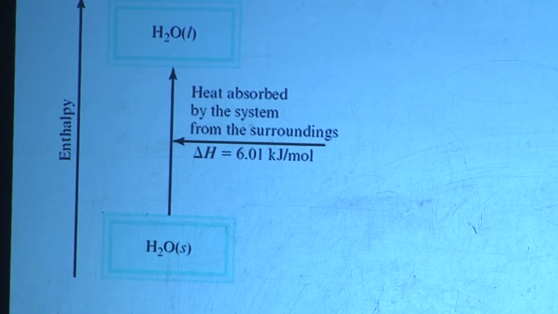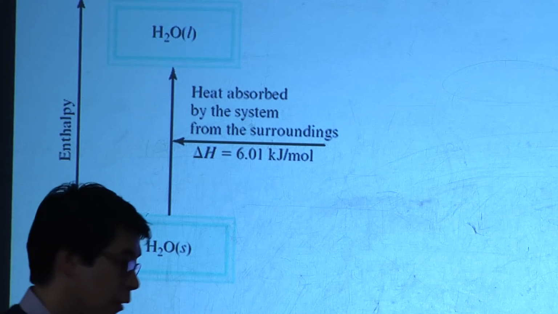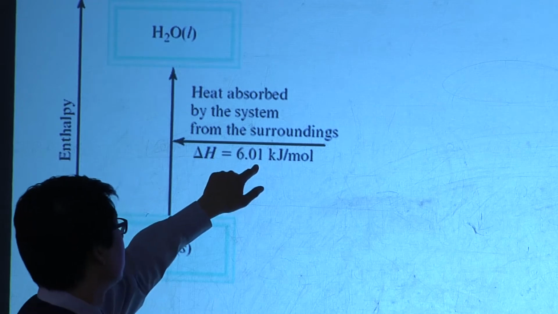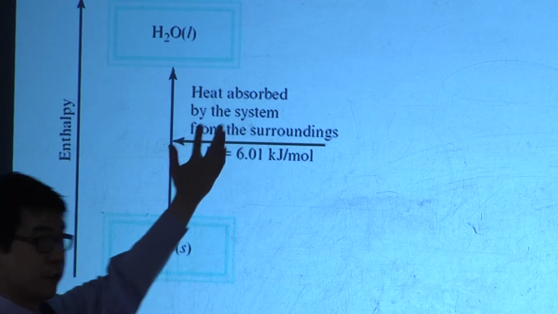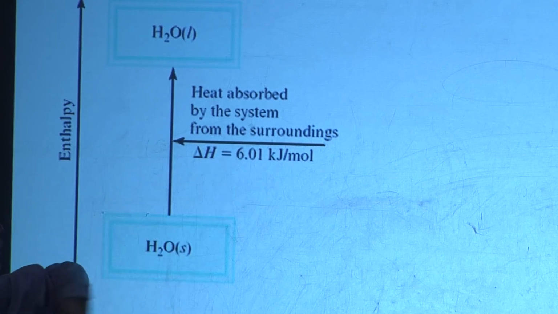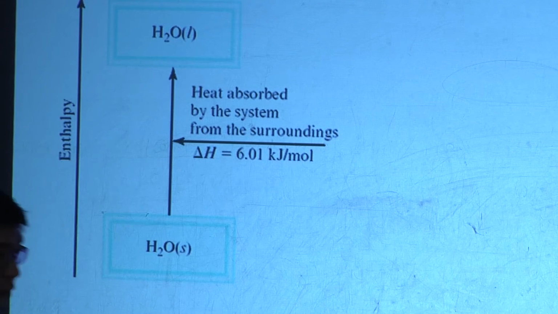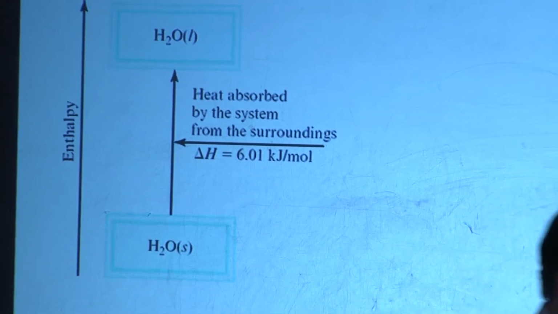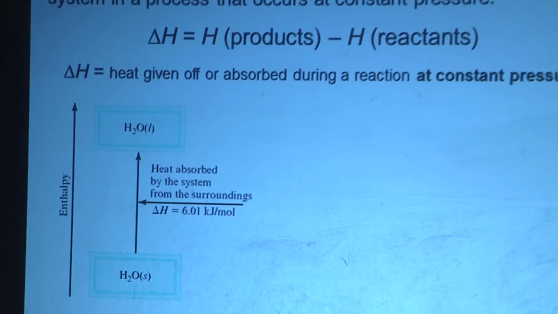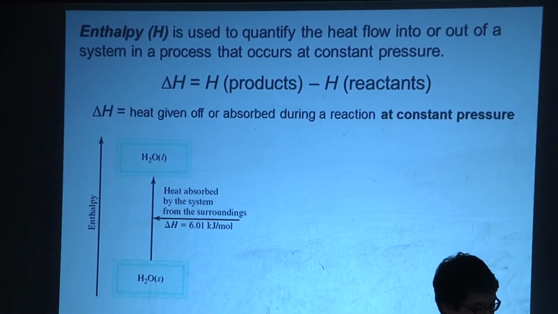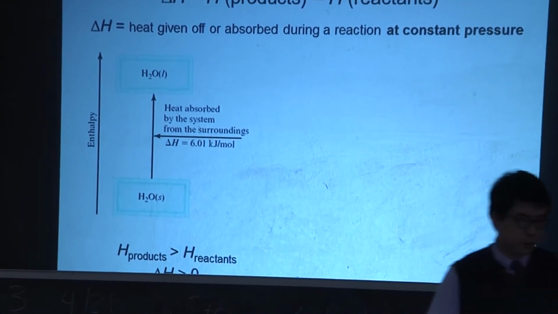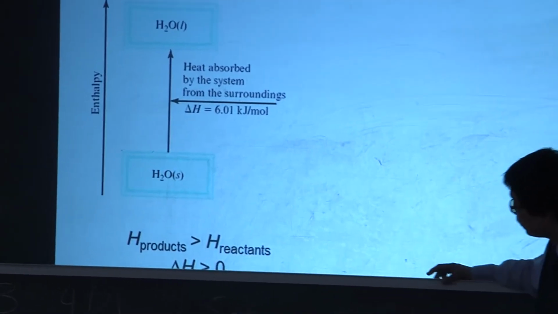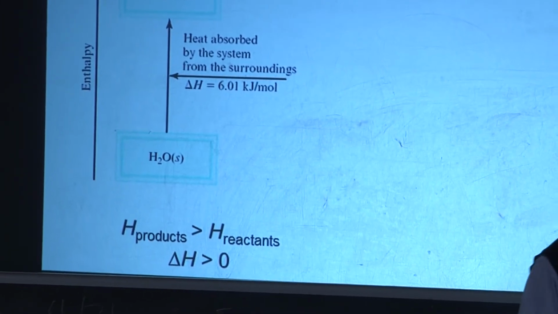And as long as you're not in a pressure cooker or something, where you're open to the atmosphere, the melting occurs at atmospheric pressure, at constant pressure. And so the heat absorbed is quantified by delta H, and it happens to have a value, 6.01 kilojoules per mole. The heat of the products is greater than the heat of the reactants. In this case, we say delta H is greater than 0. The heat's going in.